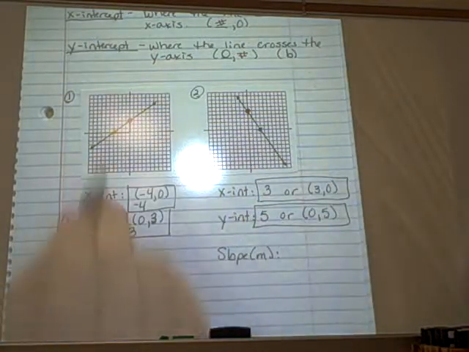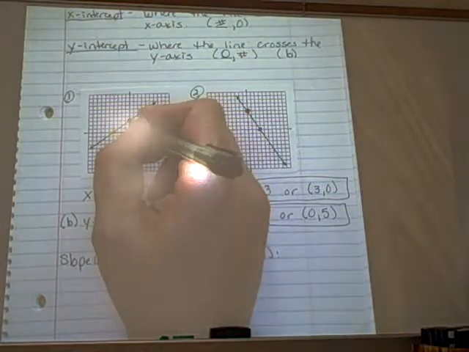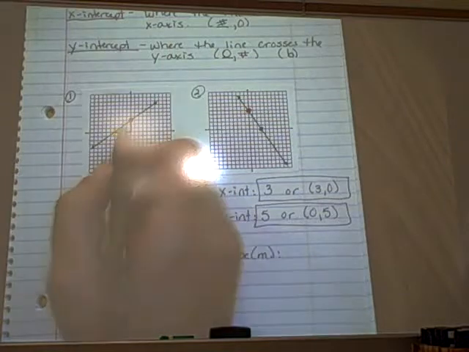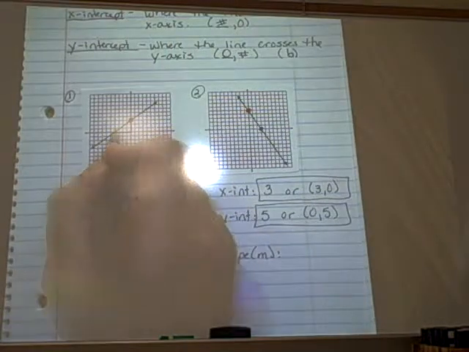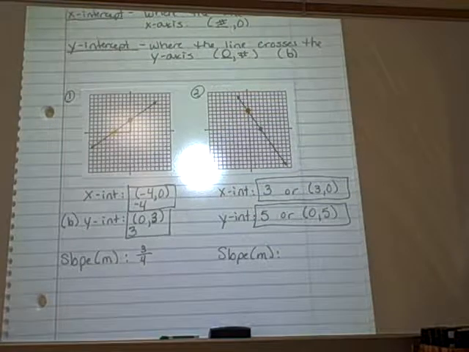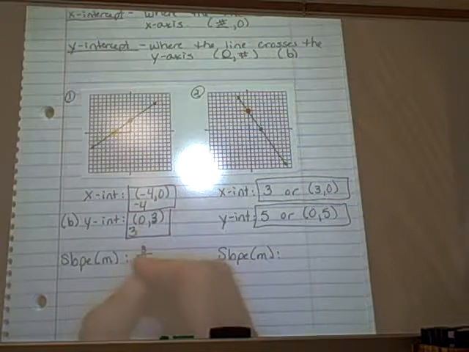Okay, so on this first one, the up and down number comes on top. So it's 1, 2, 3. It's 3 up and down. 1, 2, 3, 4 across. And is that a positive or a negative line? That's a positive line. So there's my slope.